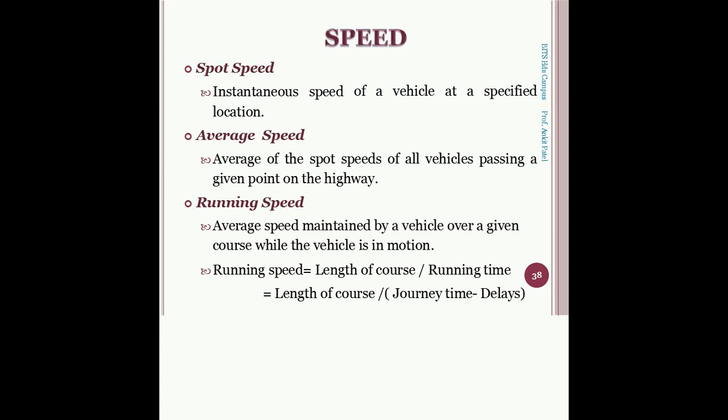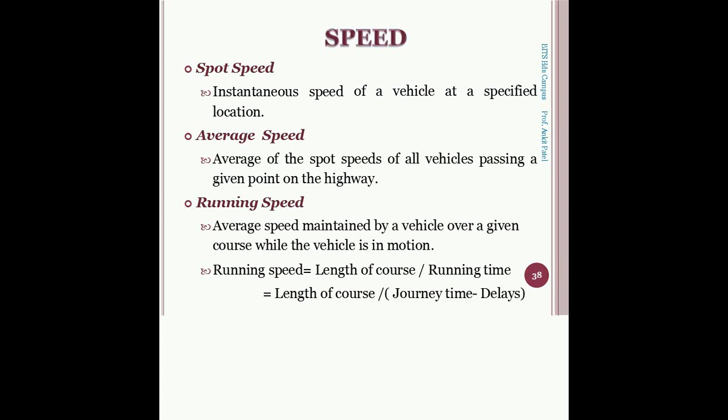Speed study has generally three common basic types: spot speed study, average speed study, and running speed. Spot speed is the instantaneous speed of a vehicle at a specified location. Average speed is the average of the spot speeds of all vehicles passing a given point on the highway. Running speed is the average speed maintained by a vehicle over a given course while the vehicle is in motion.